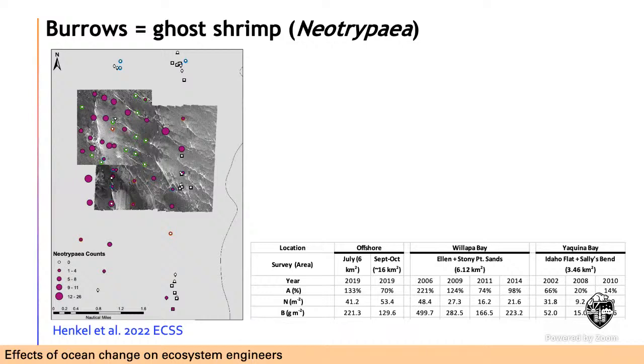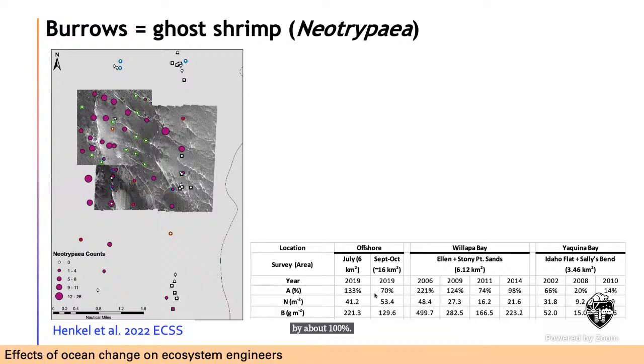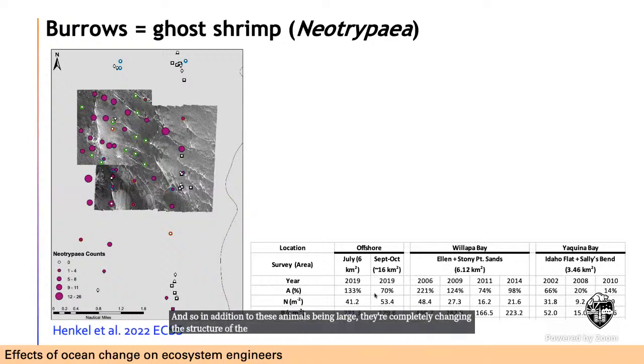Because of their burrows, this is a really back of the envelope calculation, we thought they might have increased the surface area by about 100%, 70 to 130%, because of the sizes of the animals and their burrows. And so in addition to these animals being large, they're completely changing the structure of the seafloor. They're actively maintaining these burrows, moving a lot of water through them.